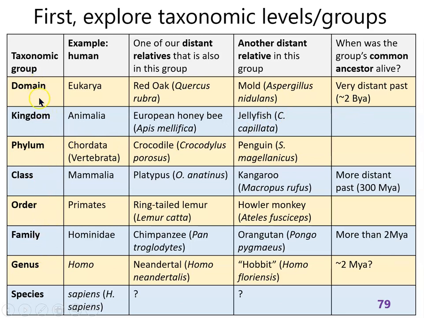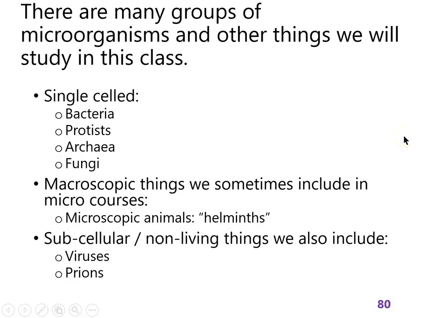There's a mnemonic device you can use about Katy Perry that will help you remember this order: domain, kingdom, phylum, class, order, family, genus, species. Okay, enough of that.